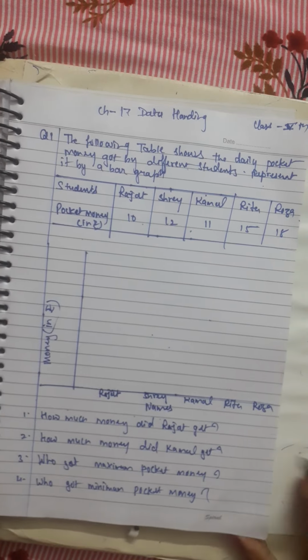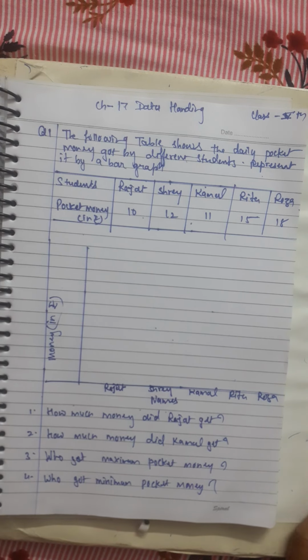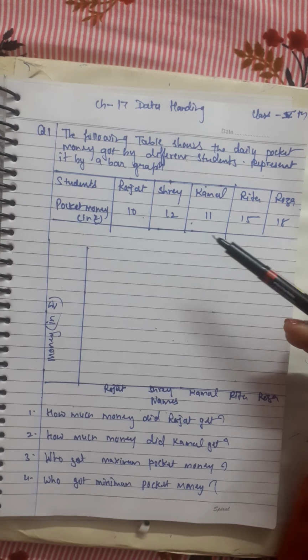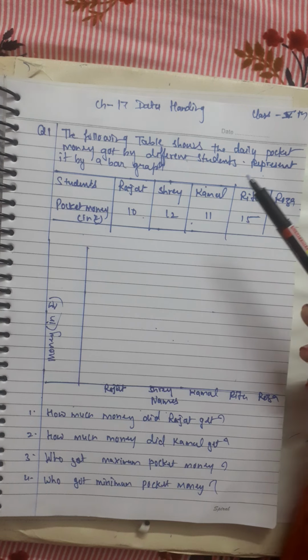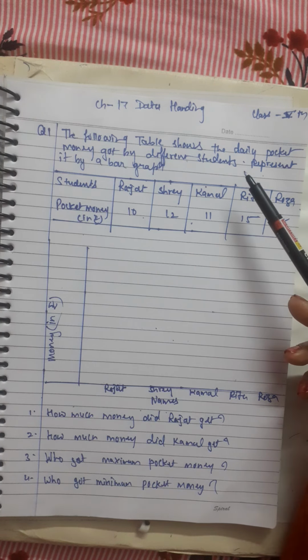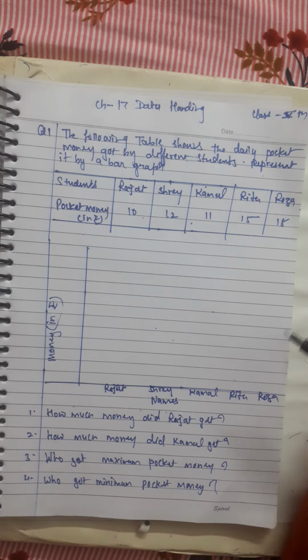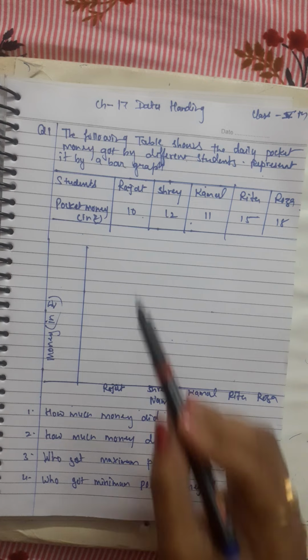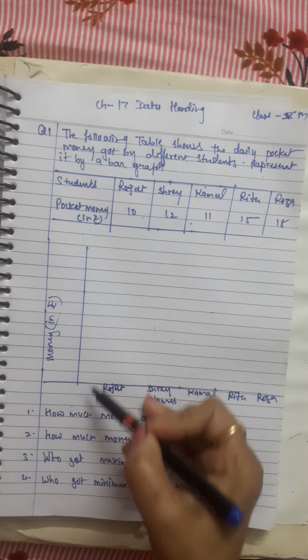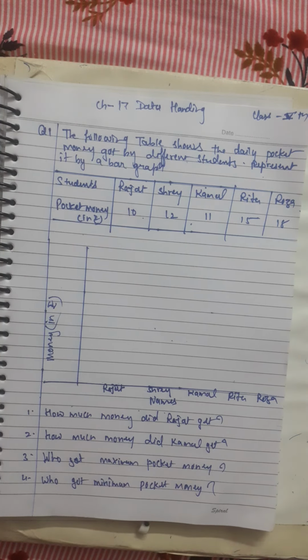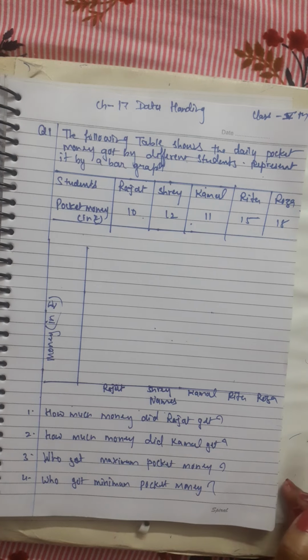I am reading this question one more time. The following table shows daily pocket money given by their parents to the different students. We have to represent the given data in the bar graph. इसके लिए हमें bar graph बनाना है. Already I have done it. This is the vertical line and this is the horizontal line. The horizontal line shows the names of the students and the vertical line shows the money they got as pocket money.